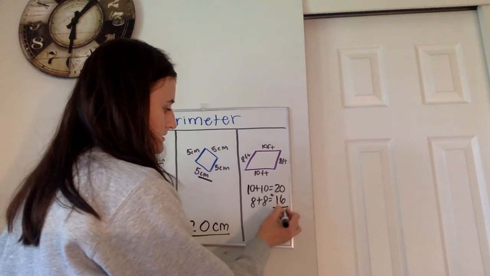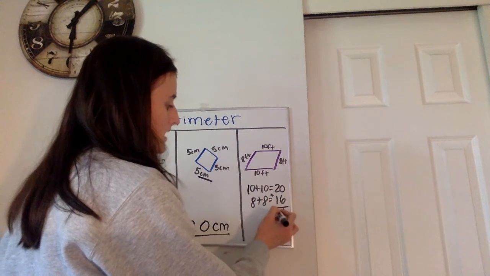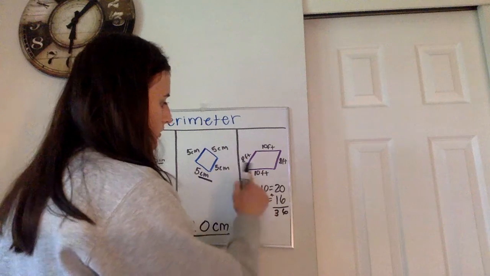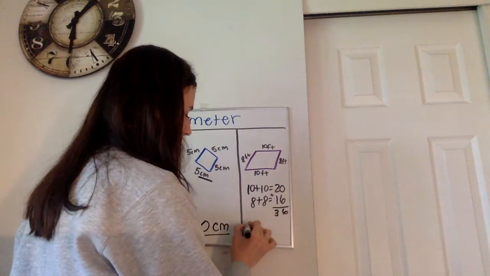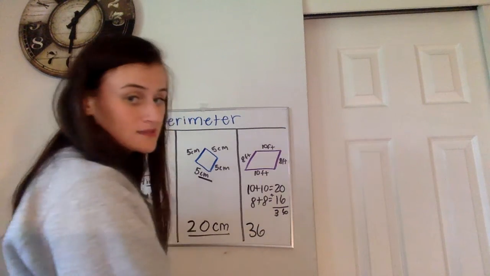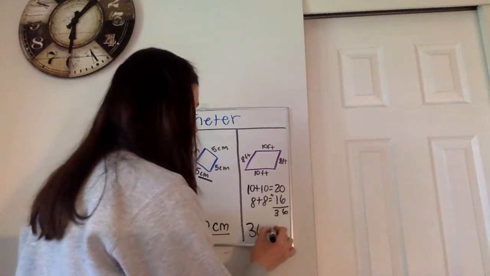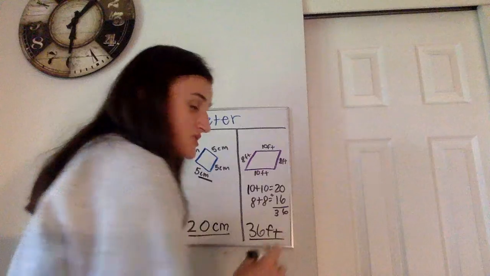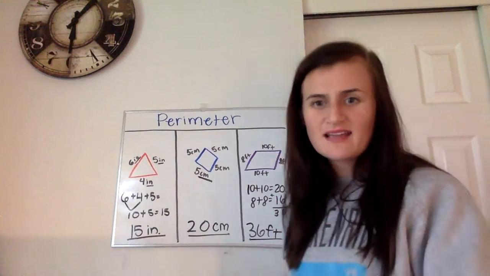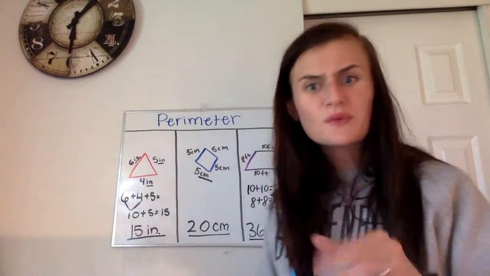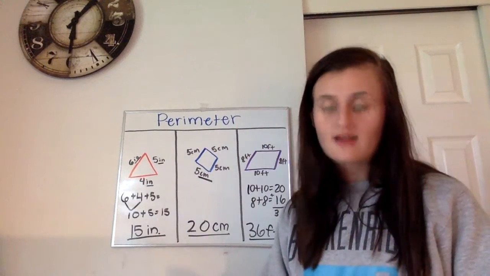0 plus 6 is 6 and 2 plus 1 is 3. So the perimeter of my parallelogram is 36, good job, feet. And just like that, we found 3 shapes' perimeters in less than 3 minutes. So I know you guys are going to rock your assignment.